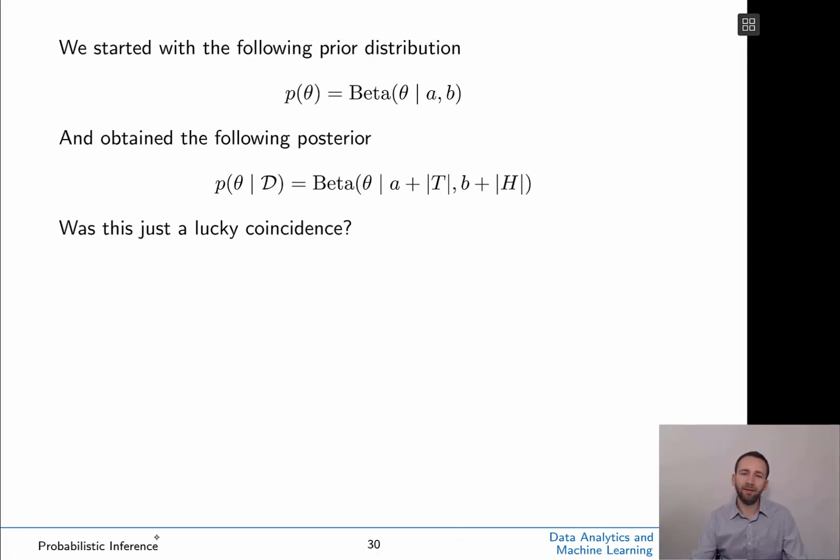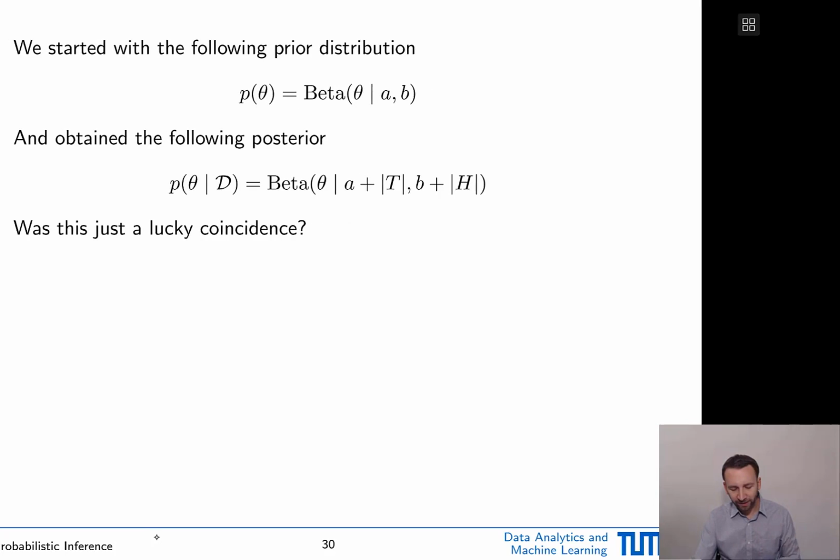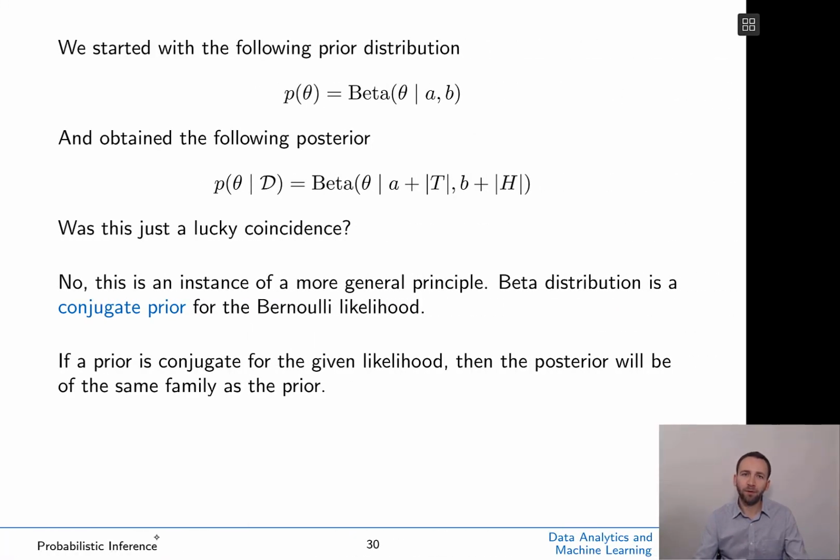Okay, this was nice, right? This was nice. It was just a beta. Everything was flowing together. We had the likelihood which was a Bernoulli. We had the prior, which was like a beta. And then luckily, the posterior was also like a beta distribution. Were we really just lucky here? And the answer is indeed not really, because there's a concept of so-called conjugate priors.